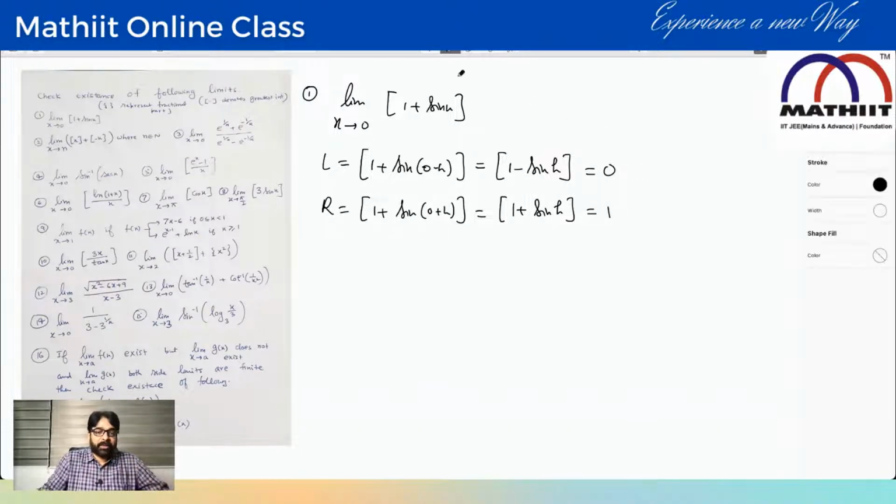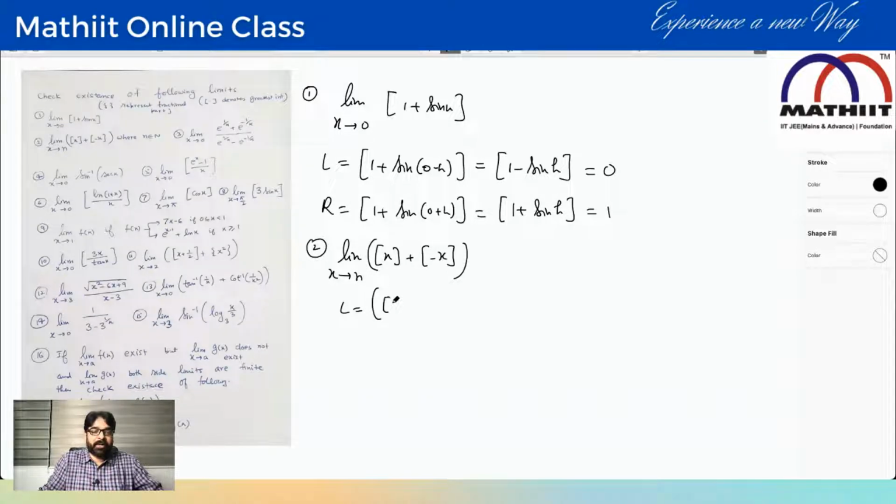Now, second question, cross check it. What is given? The limit as x approaches n of the greatest integer of x plus the greatest integer of minus x, and n is given as a natural number. For the left hand limit, what is the rule? Replace x by n minus h. So it will be greatest integer of n minus h plus greatest integer of minus of n minus h. Minus of n minus h means minus n plus h.